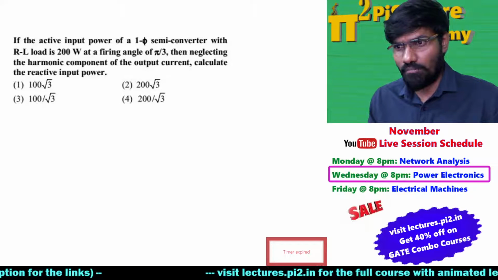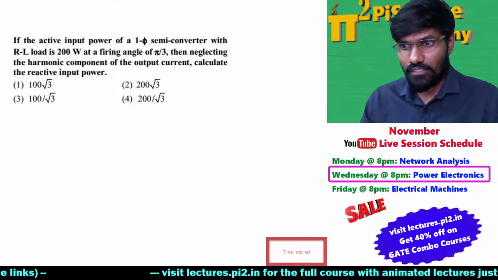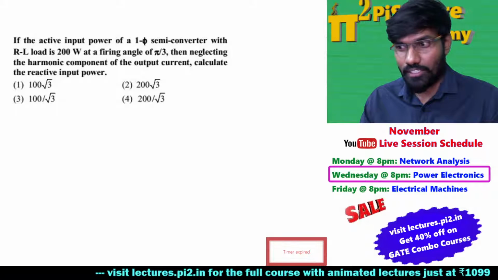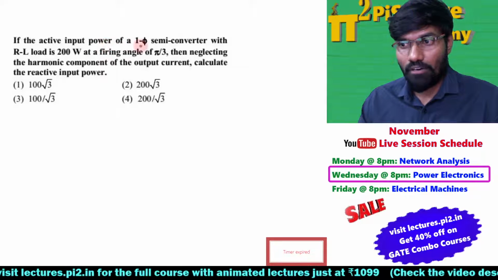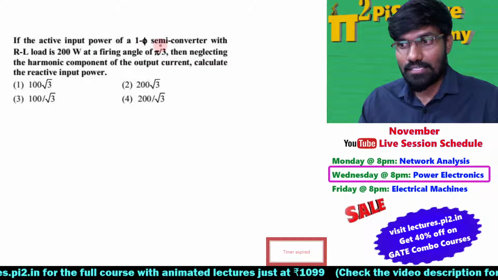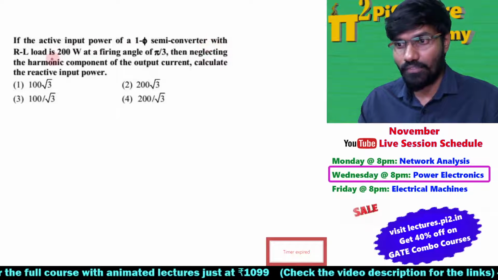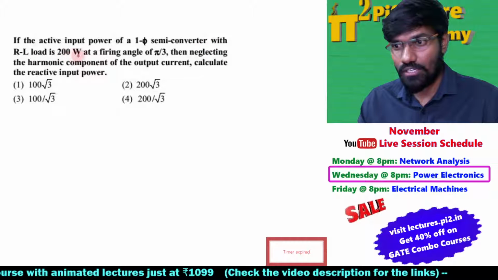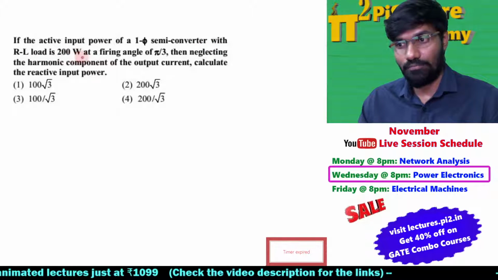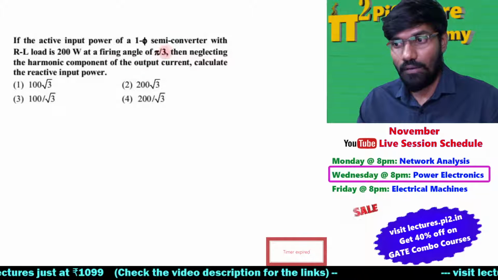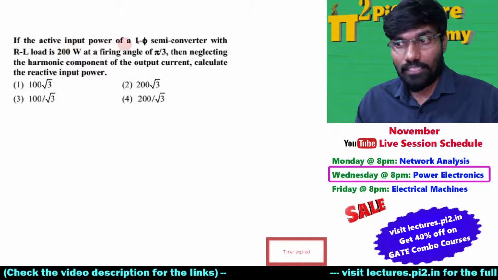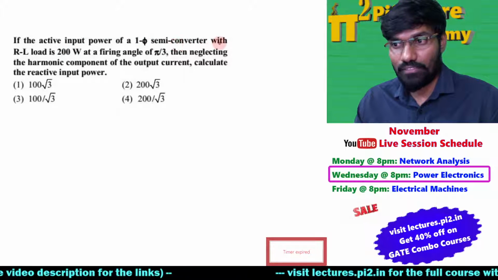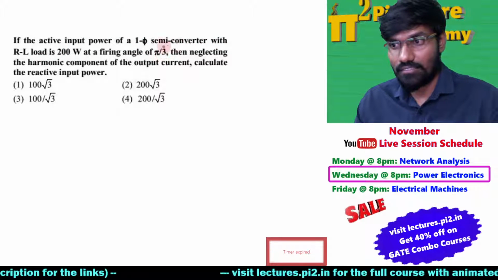I don't know why most of you have answered wrongly. Let's see the correct one. If the active input power of a single phase semi-converter with RL load is 200 watt at a firing angle of pi by 3. Clear? Active input power of a single phase semi-converter is this.